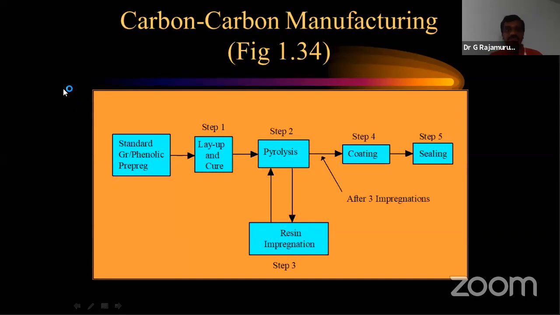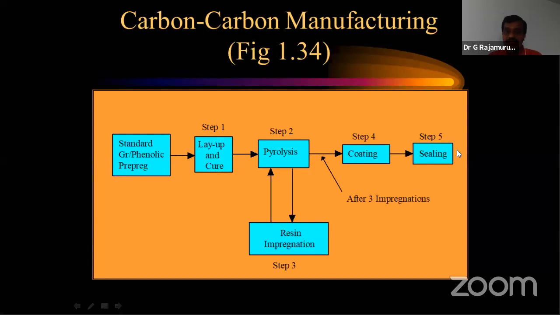This is the diagram which will tell you how the carbon-carbon matrix is fabricated. Standard carbon and phenolic materials are used that can be layered. They are arranged in a stacking sequence, and after that they go for cure. Then there is another process called the pyrolysis process. After that, it goes to resin impregnation. Again, it is sent to the pyrolysis process. After that, it goes for coating, that is carbon coating. Then it goes for the sealing process.